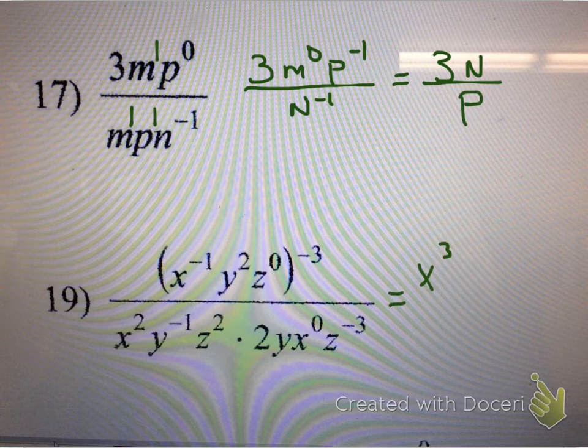All right, here I need to distribute. I need to multiply the negative 3 to all the exponents inside first. Multiplying 0 times anything is still 0.